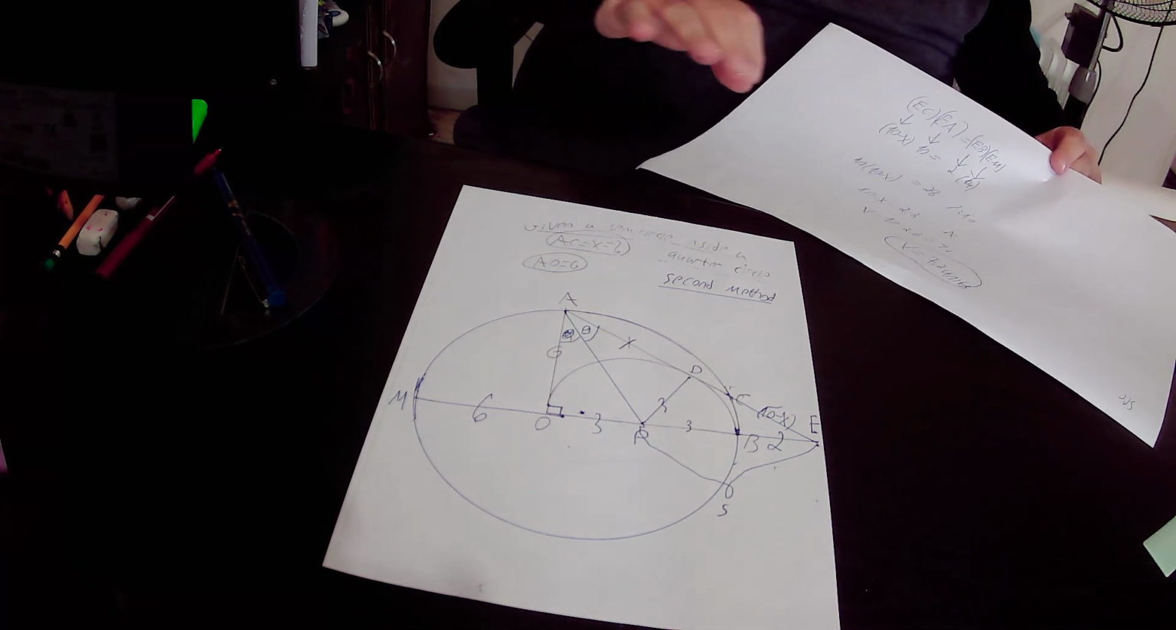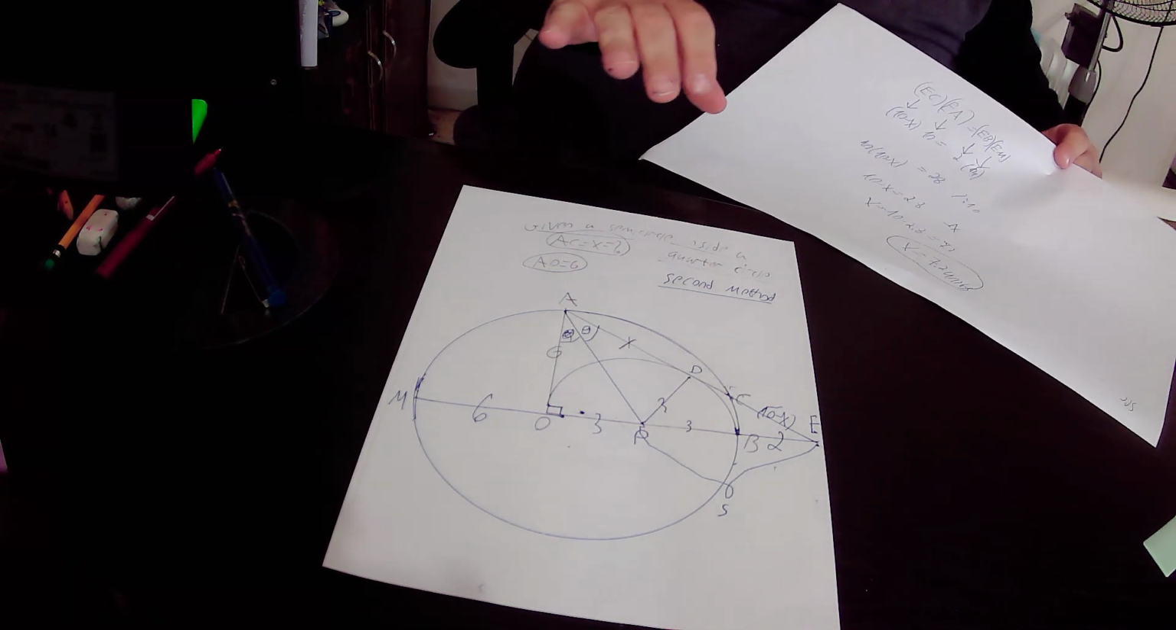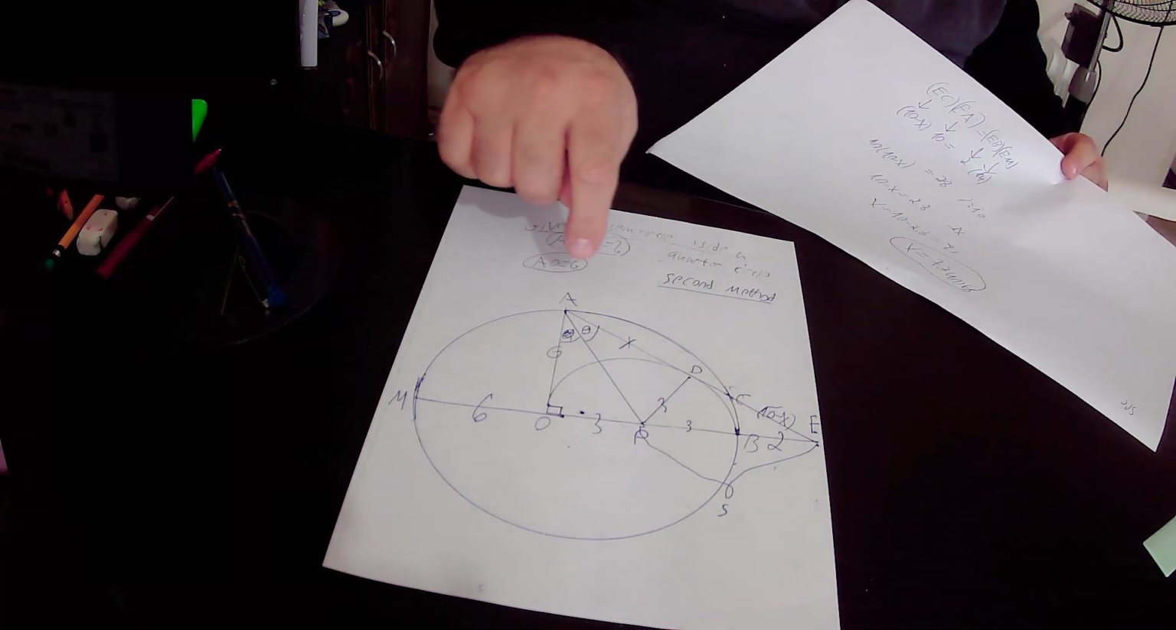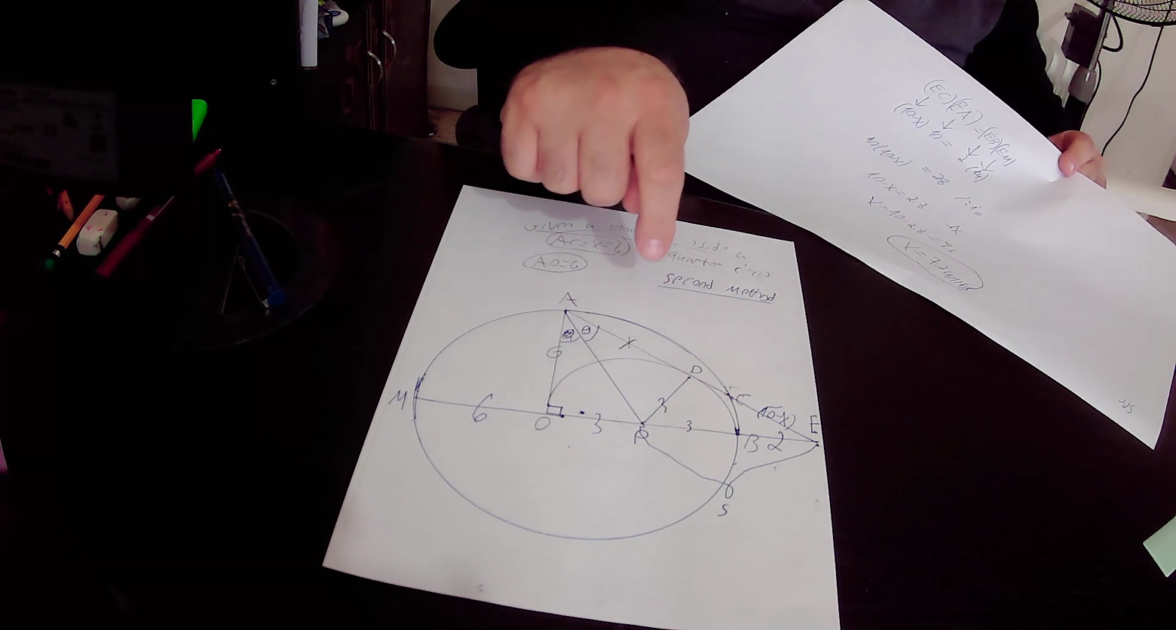Okay, so in both methods, we found out that the value of line segment X, that is AC, is equal to 7.2 units.